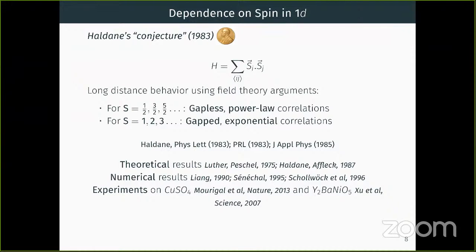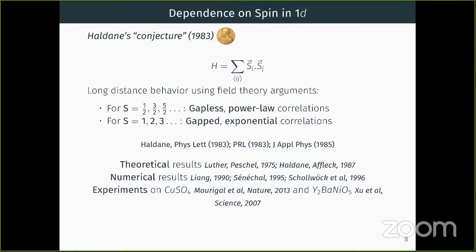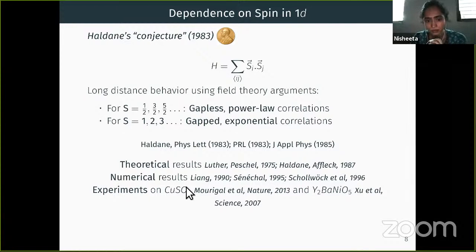Now, given this, one question. The experiments that you're talking about, they're on S equal to 1 or S equal to half or 3/2? Okay, so this copper sulfate is spin half. And the second material here, that is spin 1. I see. Okay.